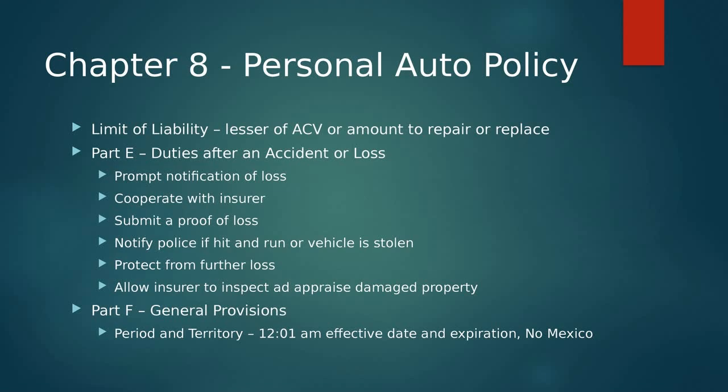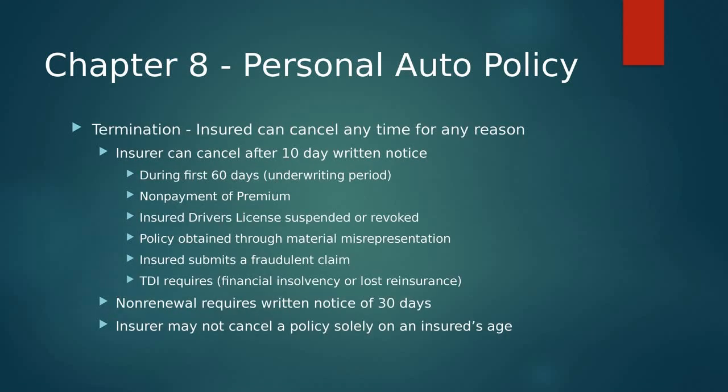The general provisions under Part F are going to define the period and territory in which the coverage is going to be in effect. Personal auto policies in the state of Texas are going to be effective from 12:01 a.m. on the effective date through 12:01 a.m. on the expiration date. There's going to be coverage in all of North America, including Canada, the U.S., its possessions, and territories, even those that are not in North America. So you'll have coverage in Guam, U.S. Virgin Islands, Puerto Rico. But this will not have coverage in Mexico. So you would have to get separate specialty coverage to cover you for a personal auto policy in Mexico.